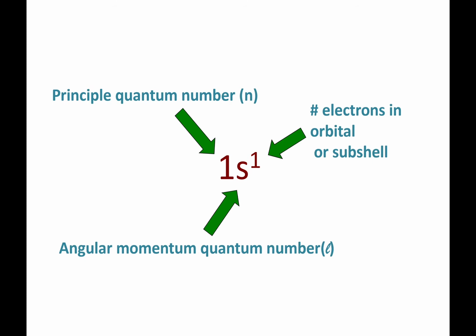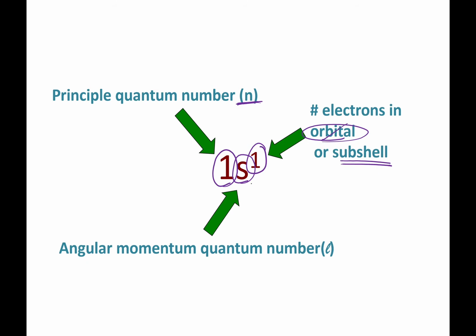This is the shorthand notation that we're going to be writing in eventually, called the condensed notation. You've seen it before, you just haven't had it explained. This large number out front is the principal quantum number n. This is l, our angular momentum quantum number, and this tells me the number of electrons in an orbital, but only when it's s. Otherwise it's actually a subshell.